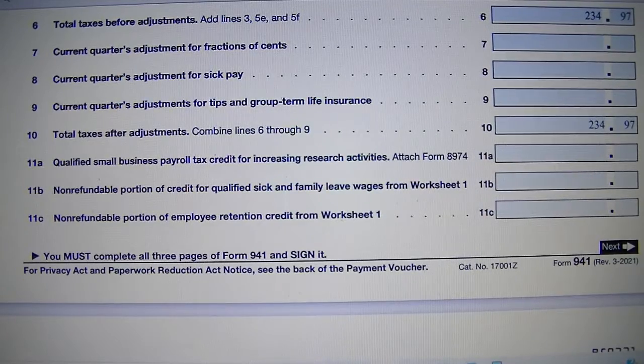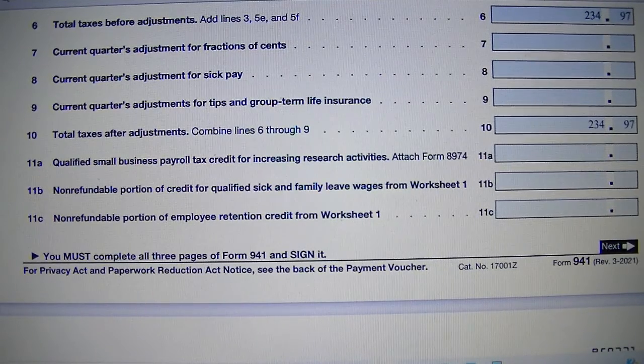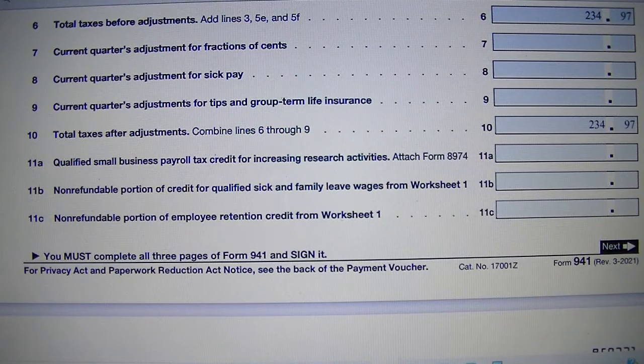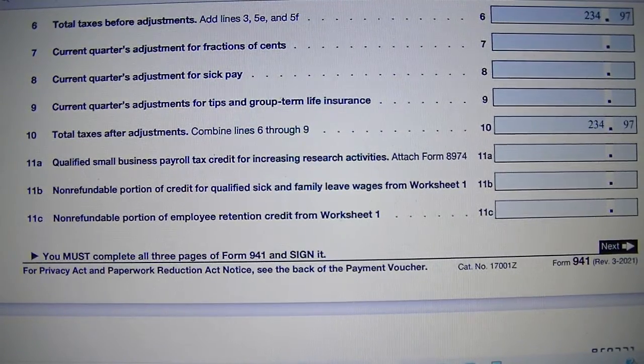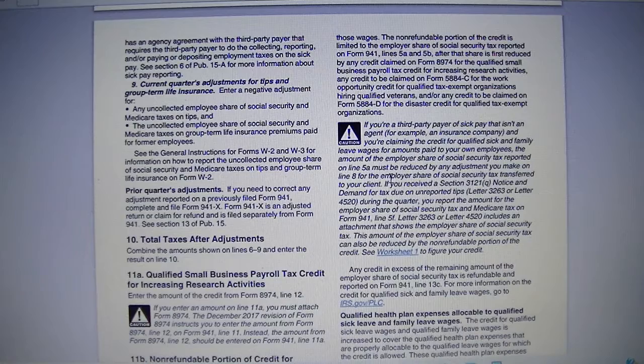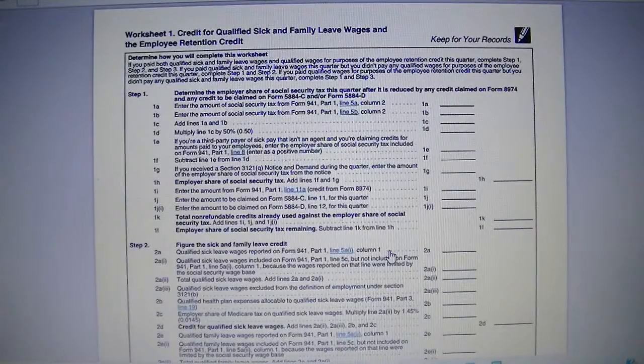Line 11, qualified small business payroll tax credit for increasing research activities. If you qualify for a tax credit for research activities, then you might want to look at Form 8974 and its instructions, complete it and attach it to this Form 941 if you qualify for that credit. Line 11B, non-refundable portion of credit for qualified sick and family leave wages from Worksheet 1. Worksheet 1 might be found in the Publication 941. If you just click on that, it is on the last page, page 20.